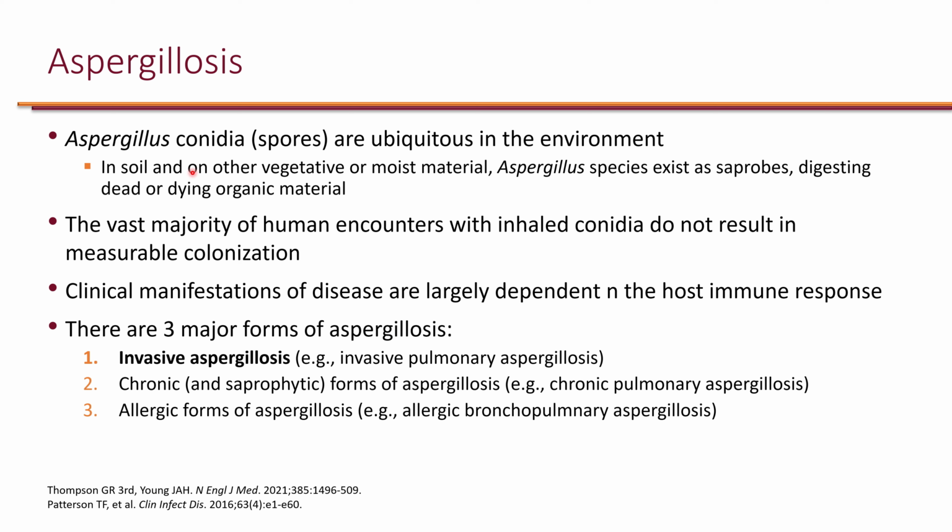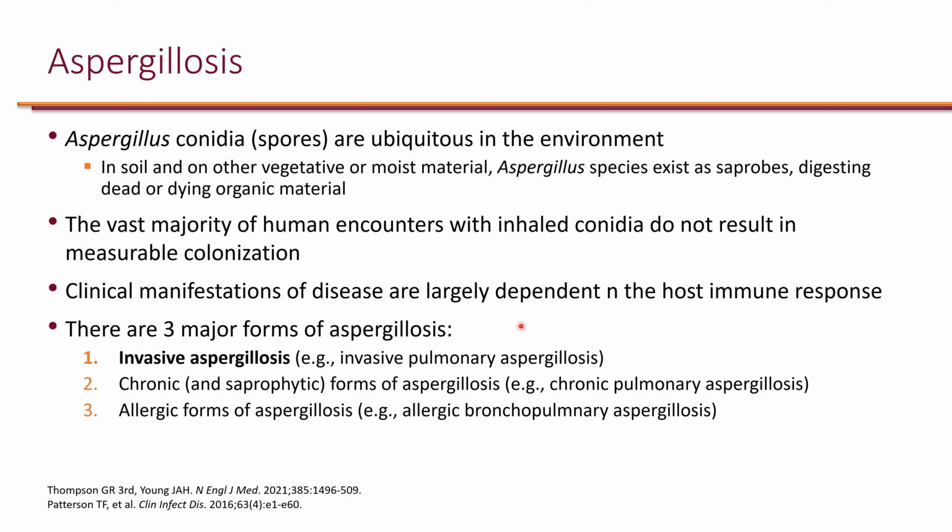Now let's switch gears to aspergillosis. So Aspergillus conidia or spores are ubiquitous in the environment, so they're everywhere in the soil and any moist material, especially material that are decaying, organic material. Now the primary route of infection is through inhalation. So pretty much most aspergillosis infections are pulmonary aspergillosis, although extrapulmonary aspergillosis can occur, but it's not as common.